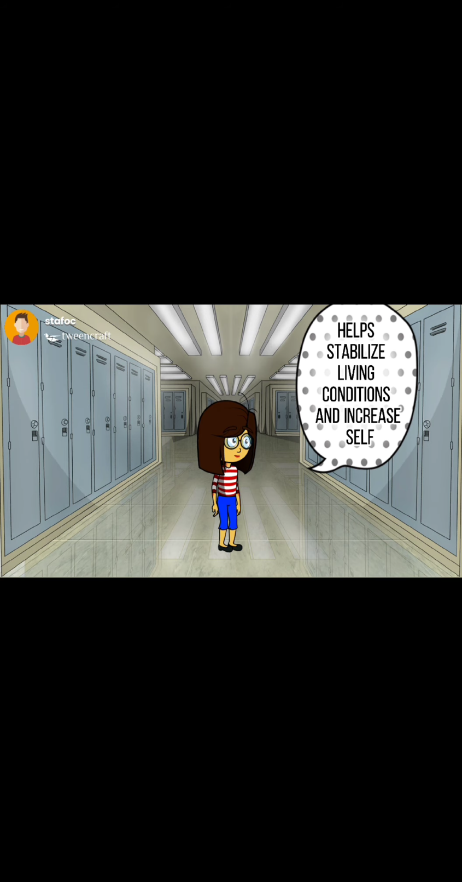3. Help stabilize living conditions and increase self-confidence. This is because decision-making will affect the attitude of the individual towards a product. For example, in this COVID-19 pandemic, many people sell goods online to increase their daily income to stabilize daily life. This situation also gives them confidence as it can increase their self-confidence to provide information to users.